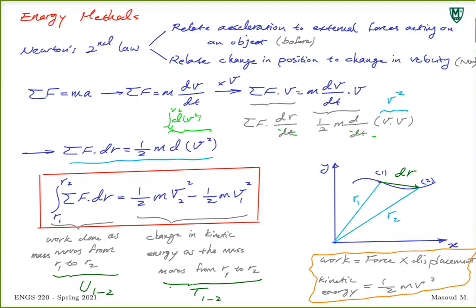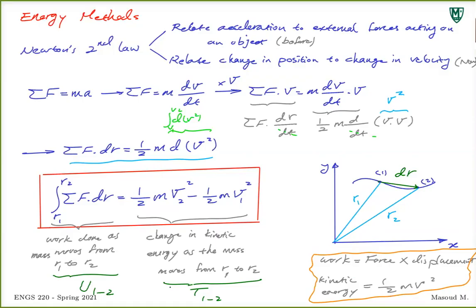And you realize that the right side is independent of the path you take, right? It doesn't matter how you get from 1 to 2. You get from point 1 to point 2. All that matters is that you need to know what is the velocity of the mass at point 1, and what is the velocity of the mass at point 2. That's all it matters. It doesn't matter how you got there.